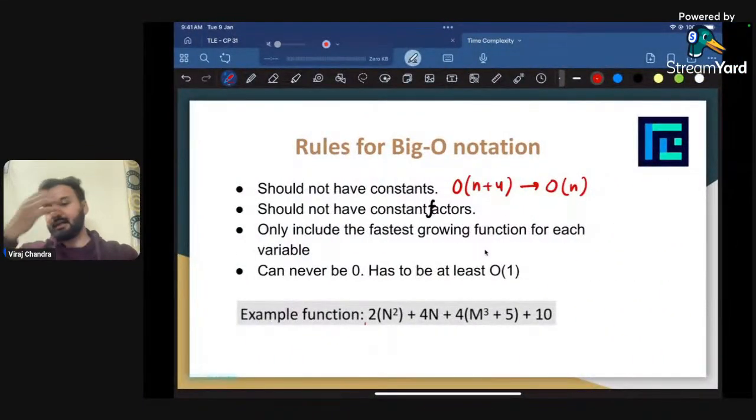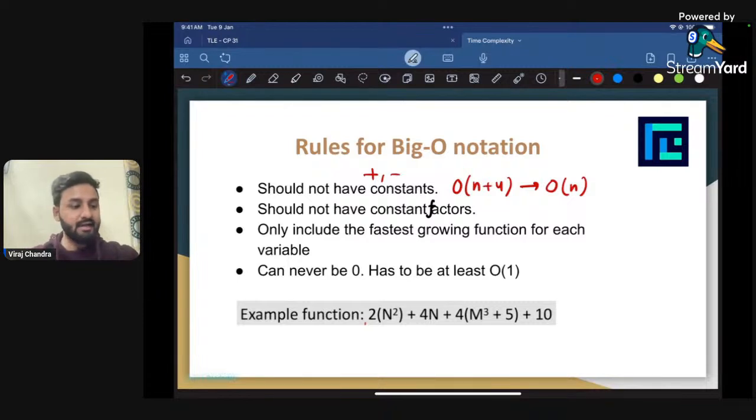I think anybody can guess this part rightly. No idea, Ravikant? Okay, Ravikant, I'll tell you. Constants basically means the things you add or subtract, and factors mean the things you multiply or divide.